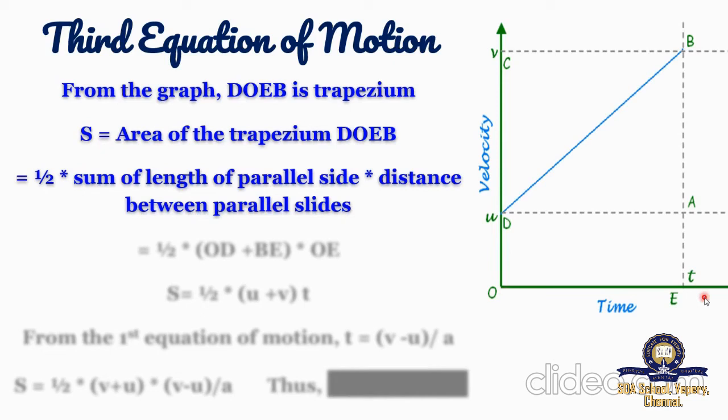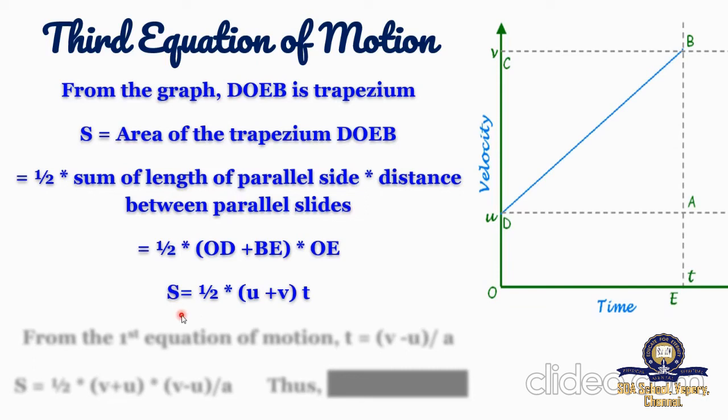OD and BE are the parallel sides of this trapezium, and the distance between the parallel sides is nothing but the time taken. So it can be written as half into OD plus BE into OE, which gives S is equal to half into u plus v into t. We know that OD is u, BE is v, and OE is nothing but T.